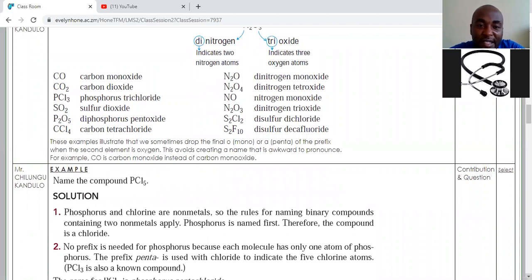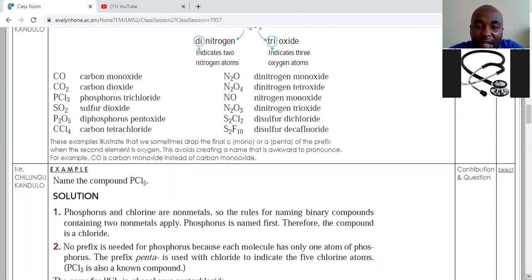Mono. Remember mono, then oxide, the O is doubled. We drop out one O there. We just write monoxide. So that's the thing.